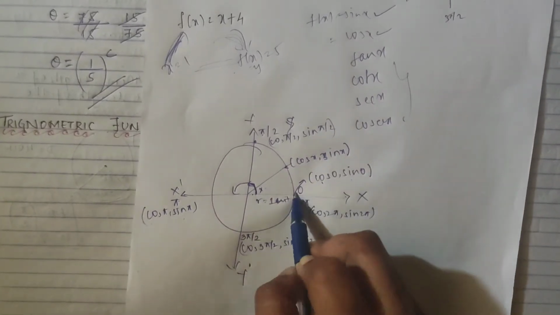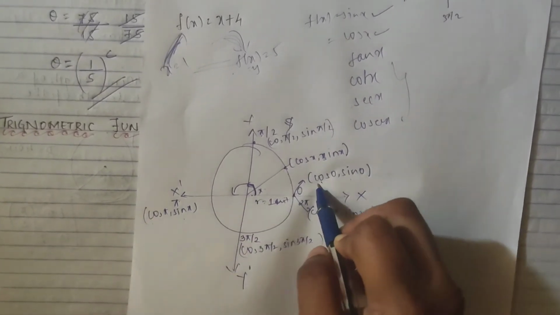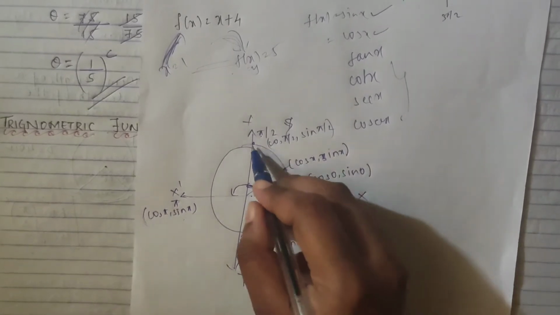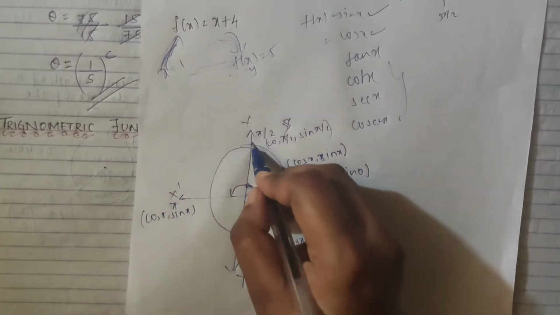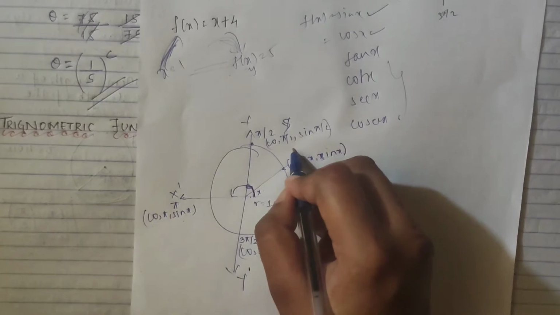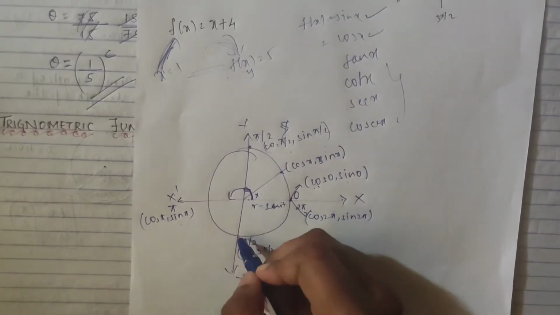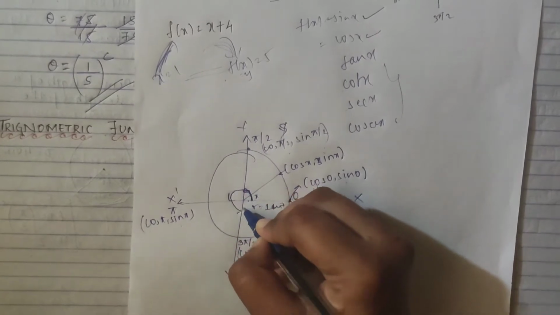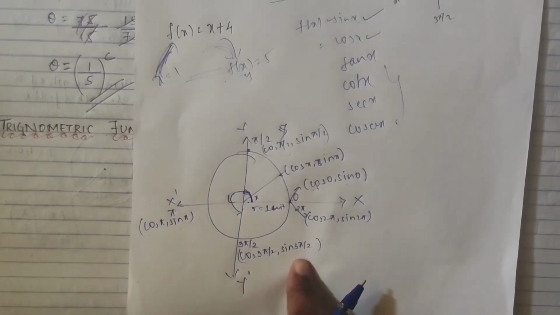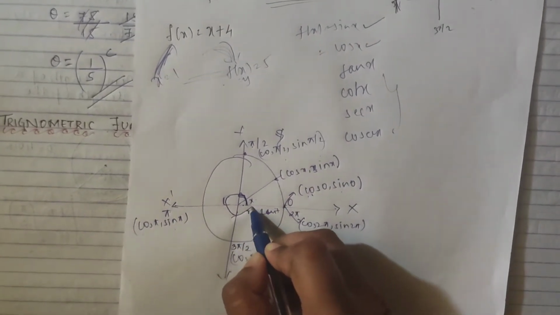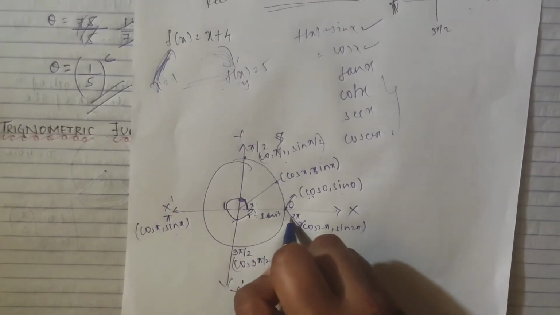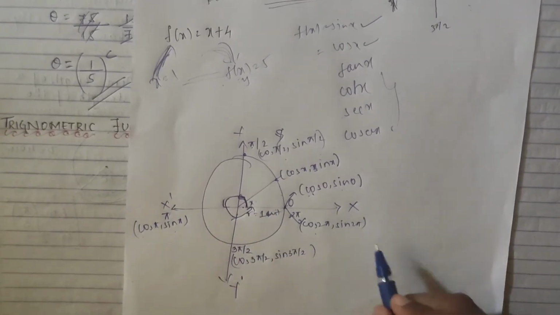See here, from 0, if it is moving, your angle will be cos 0, sin 0. It is moving up to here, which is radian pi by 2, so it will be cos pi by 2, sin pi by 2. Up to here means cos pi, sin pi. Same, if it comes here, it will be cos 3 pi by 2, sin 3 pi by 2. And again if it goes here, it is 2 pi, right? End at 2 pi, so cos 2 pi, sin 2 pi.